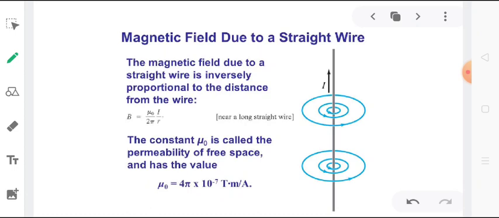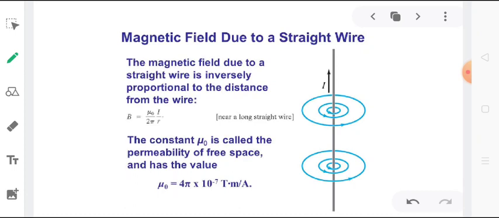The magnetic field due to a straight wire is given by this formula. B, the symbolic representation of the strength of the magnetic field, is equal to mu 0 by 2 pi times I by R. I is the current flowing through the wire and R is the distance from the wire. Now you are not supposed to study the formula or the derivation part. This is just for some extra bit of knowledge.